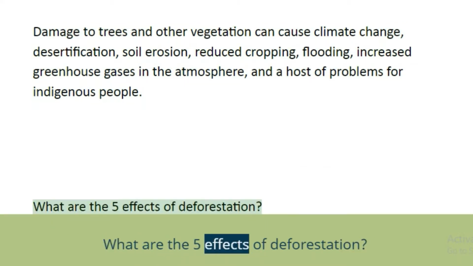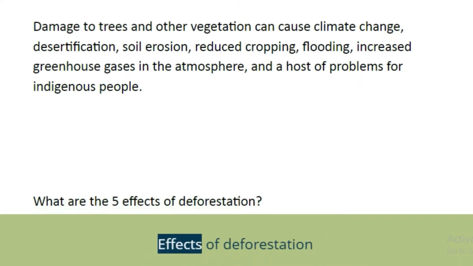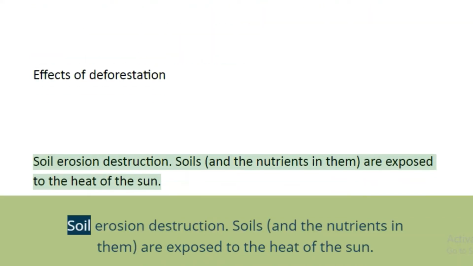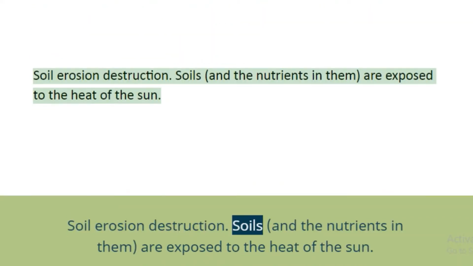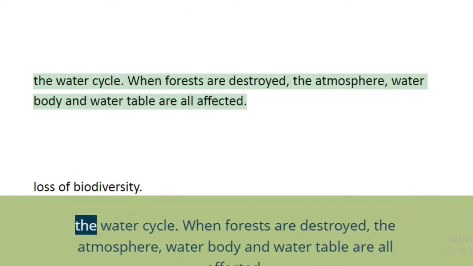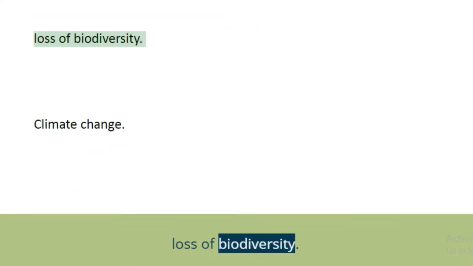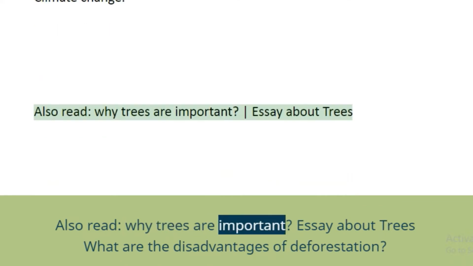What are the 5 effects of deforestation? Effects of deforestation. Soil erosion destruction. Soils and the nutrients in them are exposed to the heat of the sun. The water cycle. When forests are destroyed, the atmosphere, water body and water table are all affected. Loss of biodiversity. Climate change. Also read, Why Trees Are Important.